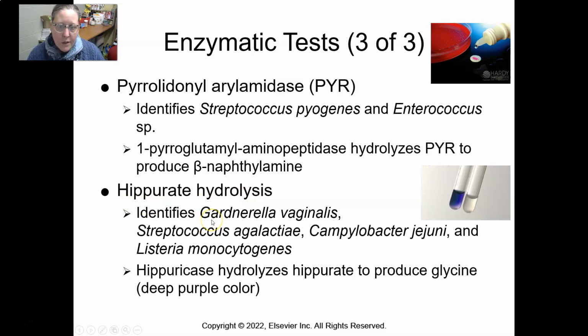It helps to identify Gardnerella vaginalis and Strep agalactiae, which is group B strep. So this will be from vaginal specimens. Campylobacter jejuni and Listeria monocytogenes. So Campy is a GI infection. Listeria can cause GI infections, but also meningitis and other things. And as hippuricase hydrolyzes hippurate, it produces glycine, which makes a pretty purple color.